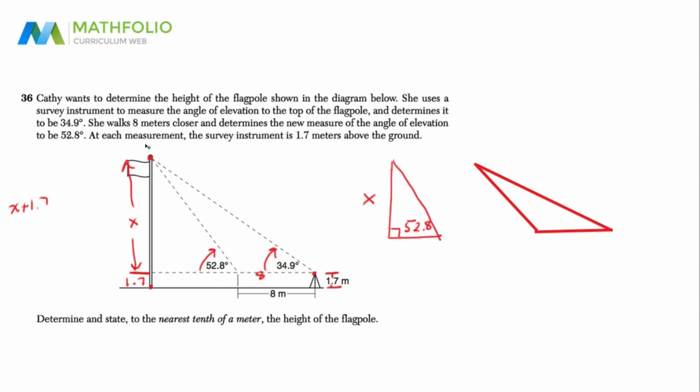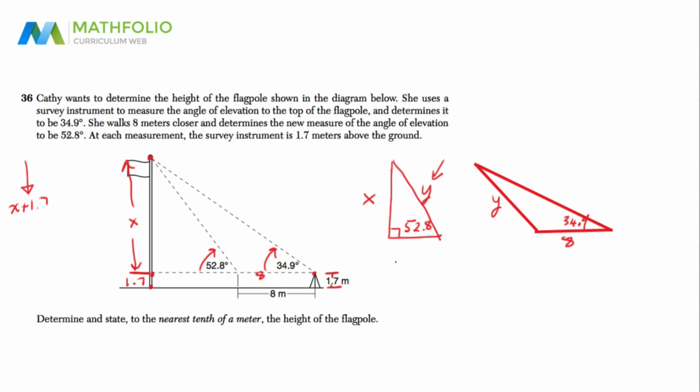Now, we could also have looked at the big right triangle ending with 34.9, going all the way over here. But there's something about this, because I know that this is 8. Now, I don't know this side, but I know that this side, let's call it y, matches with this side. And if I can find what y is and plug it in here, then I can use SOHCAHTOA, the trig ratios, to find x. Once I've got x, all I need to do is add it to 1.7 and I'm good.